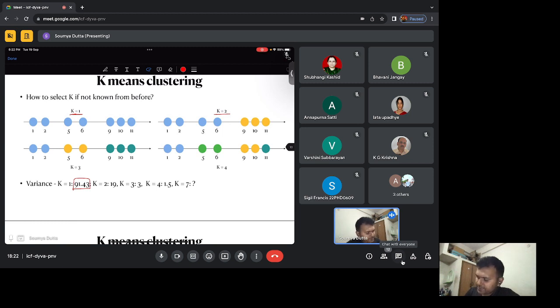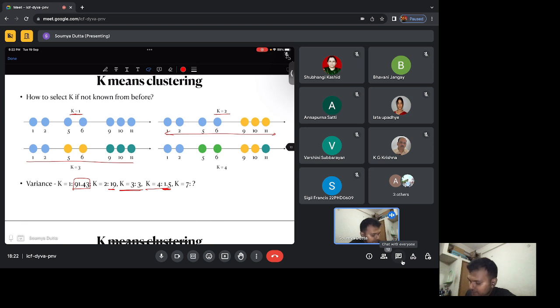Suppose by some cluster assignment you got some initialization, you got this cluster, and the variance of that comes down to 19. By variance here I mean that you calculate the variance of each class and add them up. Okay, then you got k equal to 3. Then you took k equal to 4, you got 4 clusters. Now your total cluster variance comes down to 1.5.